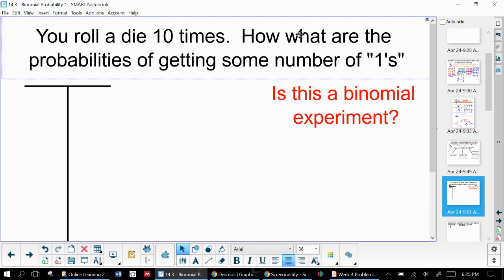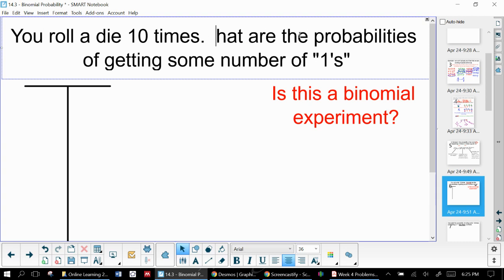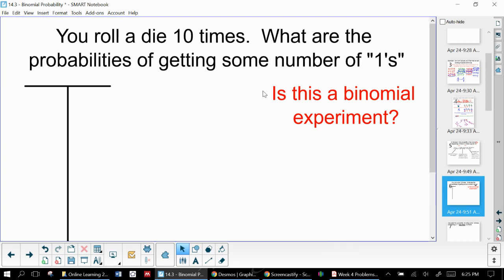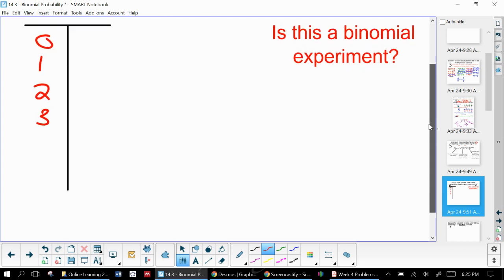We're going to go with: what are the probabilities of getting some number of ones? What's the probability of getting 0 ones? What's the probability of getting 1 one? What's the probability of getting 2 ones or 3 ones? All the way up to, what's the probability that you get all 10 of them as ones?